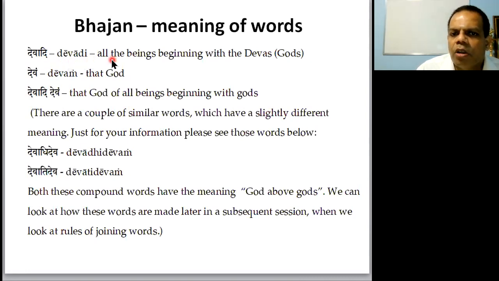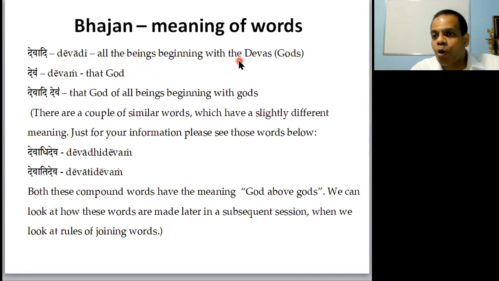Devadi. Okay, all the beings beginning with the Devas. There are many meanings attributed to this. Devadi means all the Devas. It also means Deva, Kinnara, Kimpurusha, Gandharva, Manusha, and all that. All living beings. So for all of them, you are the Lord. Devadi Devam. For everything starting from Deva, you are the Lord. That is where Krishna is addressed.